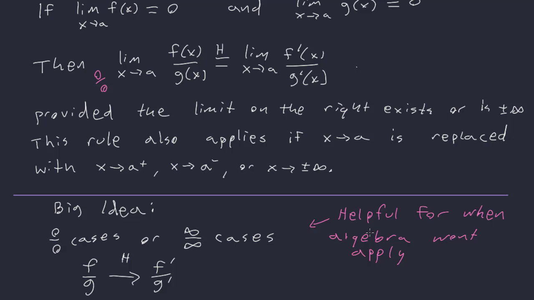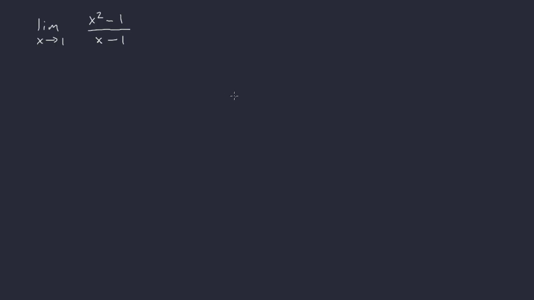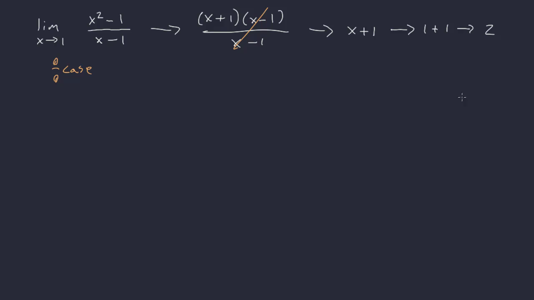So for example, take the limit as x goes to 1 of x squared minus 1 all over x minus 1. This is one of the first limits we looked at, and it's a 0 over 0 case. Using the techniques we already know, we would just factor and cancel. We'd get x plus 1 times x minus 1 up top. The x minus 1 in the bottom sticks around but cancels. And now we should be able to just plug in the 1 because we've reduced this down to just x plus 1. So we end up with 2.